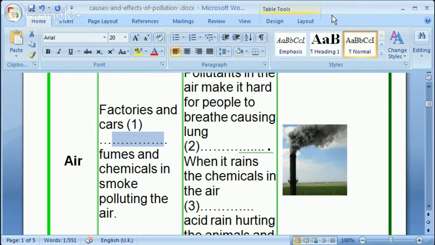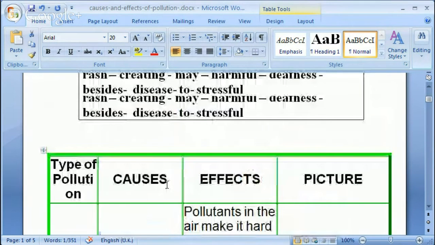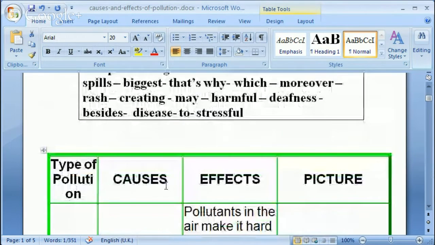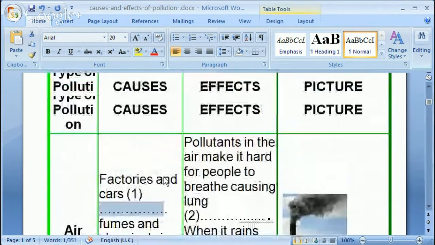as I was saying, if you have a noun and a blank followed by more nouns, it's quite obvious that there has to be a verb here. So causes: factories and cars do something with or to fumes and chemicals in smoke polluting the air. All right, so we would have to look for a verb.